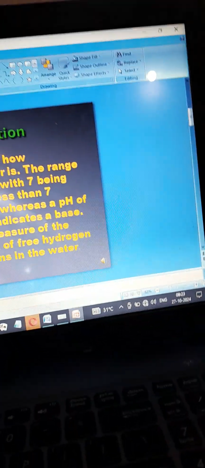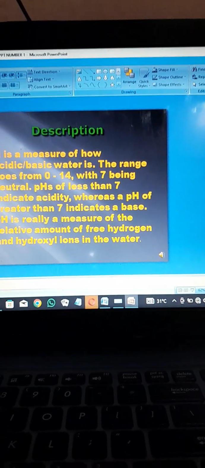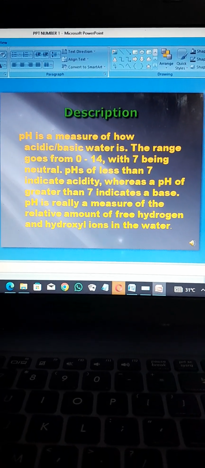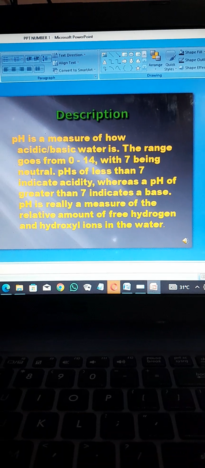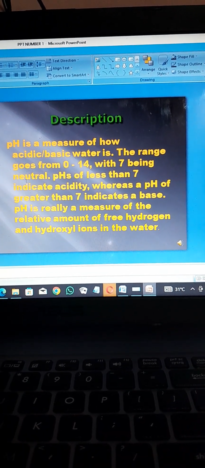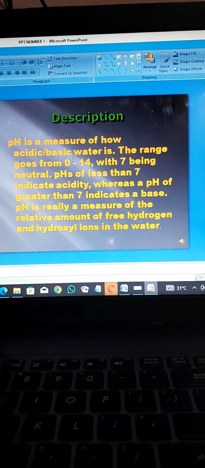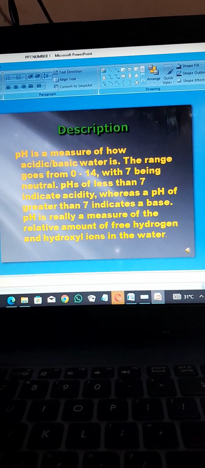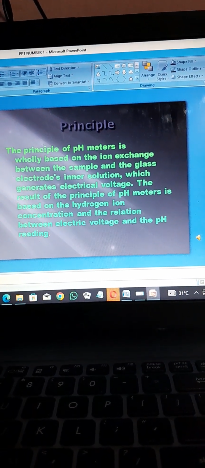First, we have to know what is pH. pH is a measure of how acidic or basic water is. The range goes from 0 to 14, where 7 is neutral and less than 7 is acidic, whereas pH greater than 7 indicates a base. pH is really a measure of the relative amount of the free hydrogen and the hydroxyl ion in the water.